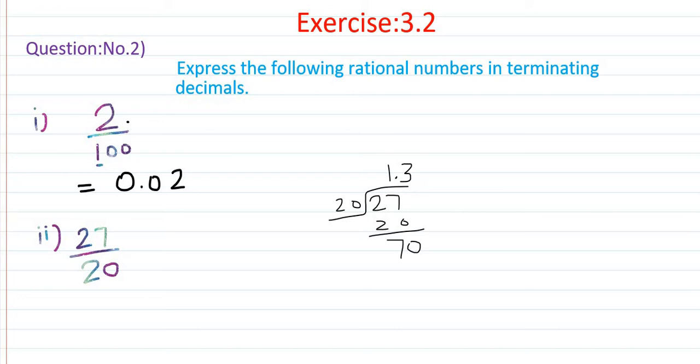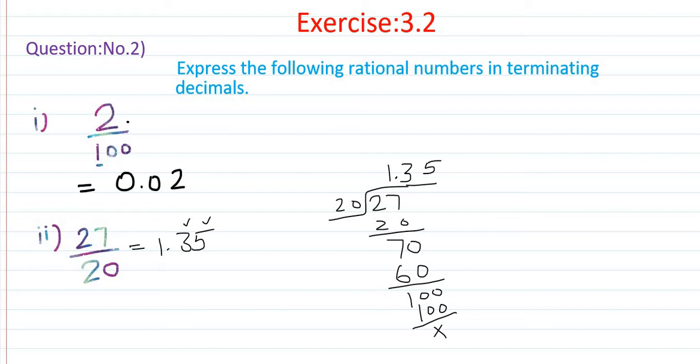Then 20 threes are 60, remaining will be 10. Due to the point, we again place 0 here. 20 fives are 100, remainder 0. So here we get the answer, that is 1.35. As you can see, there are limited digits after the point, that are only 3 and 5. So these rational numbers are converted into terminating decimals.